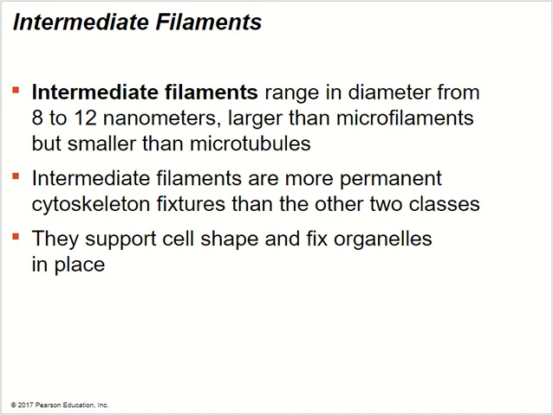Then there are the intermediate filaments, which range in diameter, not really too important, but 8 to 12 nanometers, larger than microfilaments but smaller than microtubules. Intermediate filaments are more permanent cytoskeleton fixtures than the other two classes. They support the cell shape and affix organelles in place.